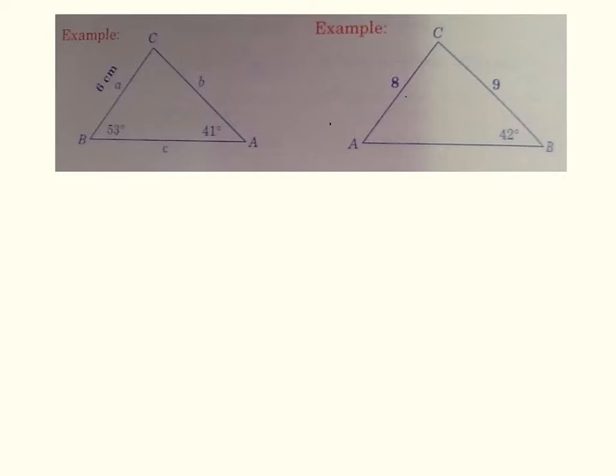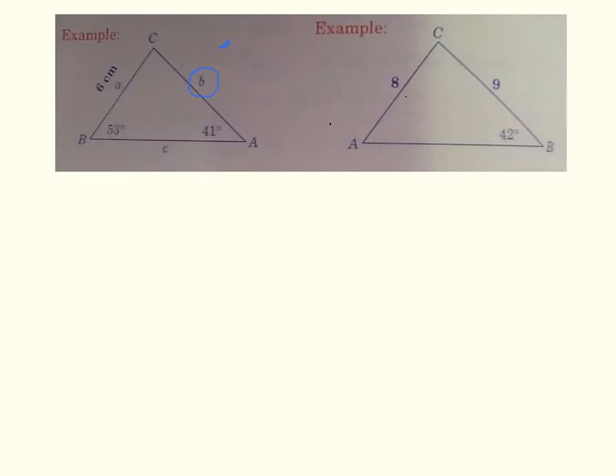So I've got two examples here. Now what you'll notice again, I've got my three pairs of sides in this first triangle, with A, B and C being the angles. B is 53 and A is 41, and side a, lowercase a, is 6. Now what we're asked to find in this triangle is B. We're going to try to find B.